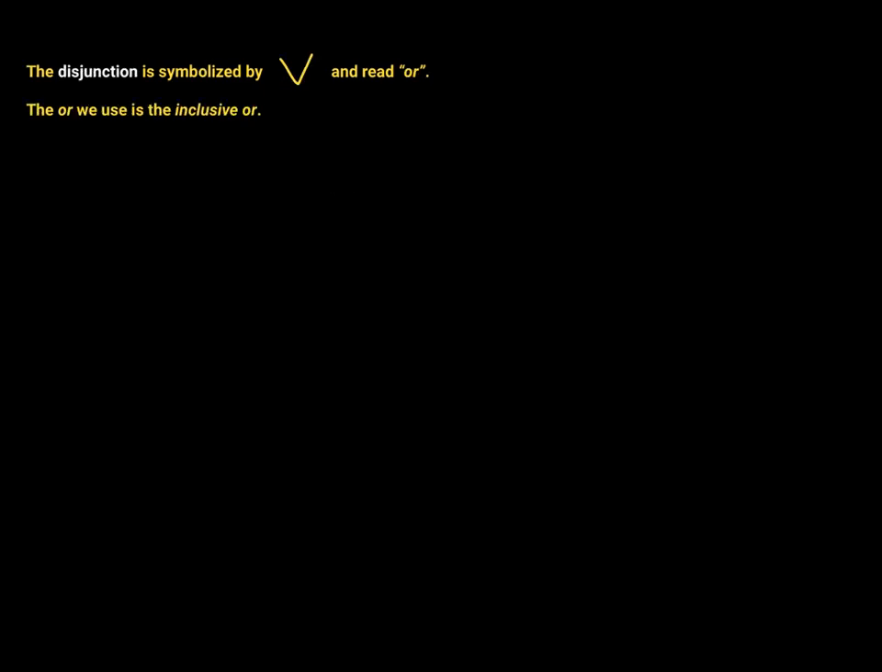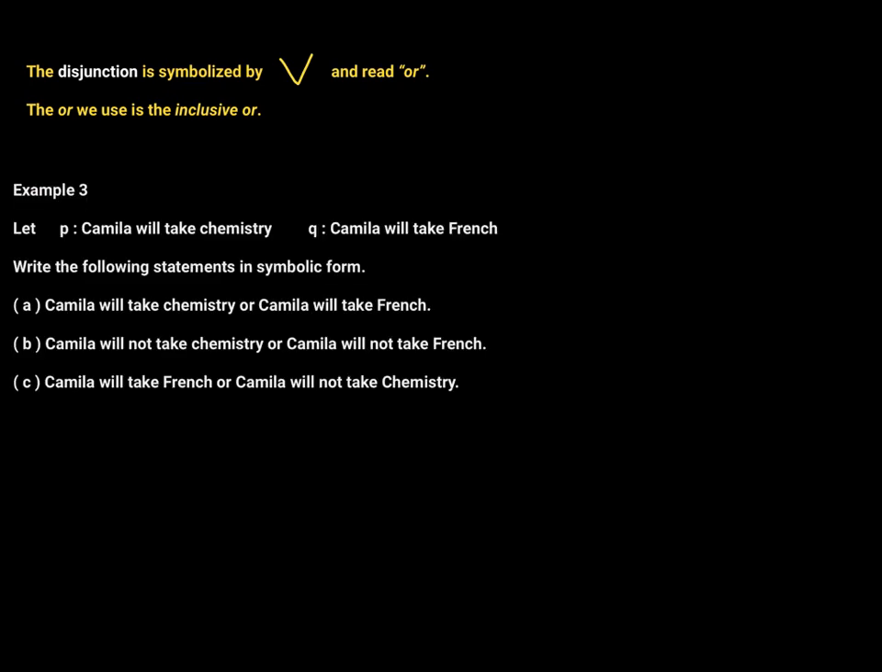Now we move to the disjunction. The disjunction is symbolized by this symbol here and read or. So this symbol means or. Now remember that the word or that we use in our studies is the inclusive or, not the exclusive or, the inclusive or.